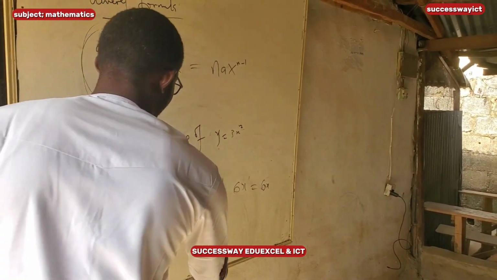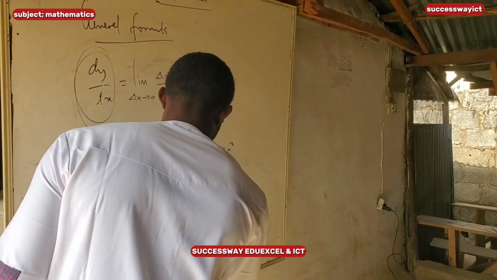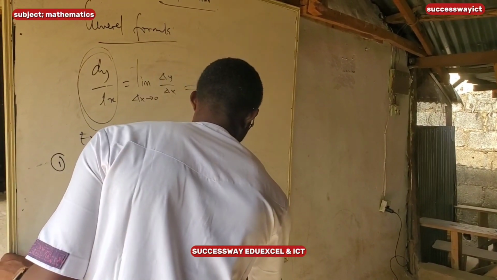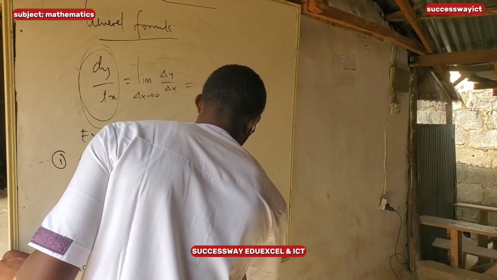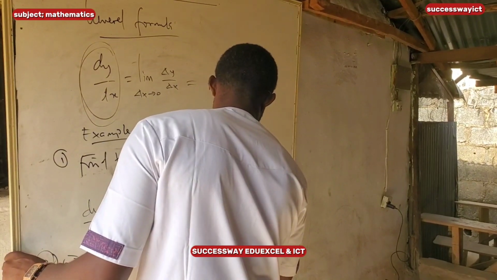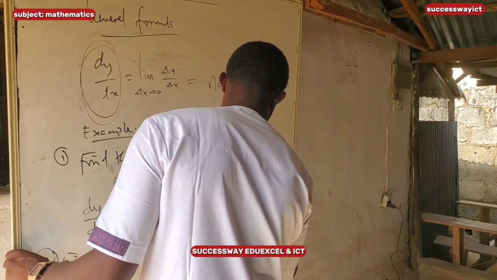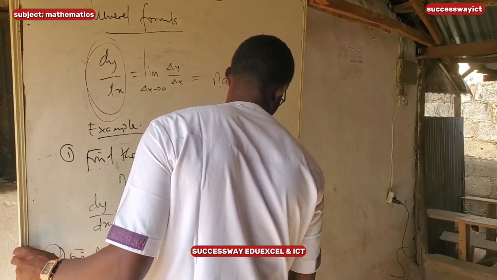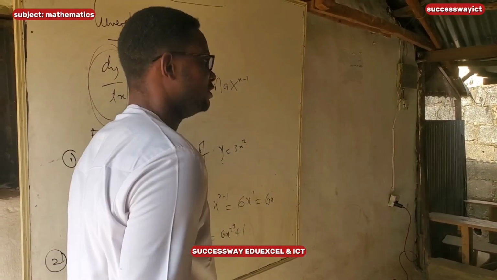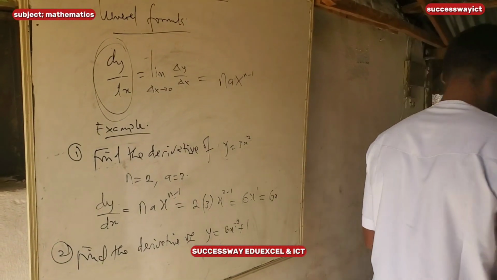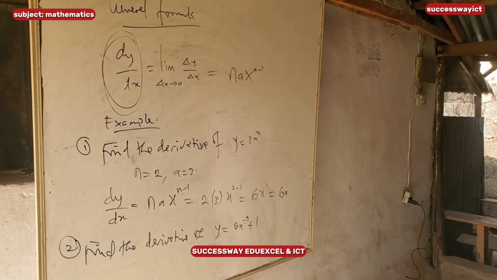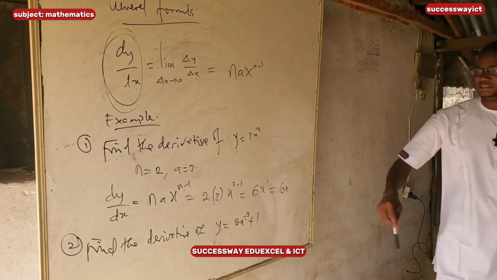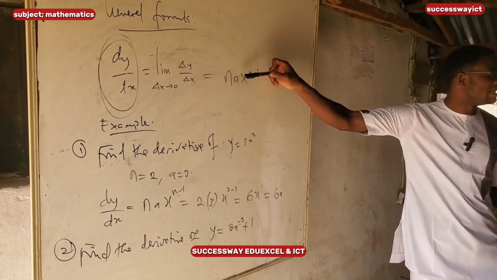Find the derivative of y is equal to 6x to the power minus 3 plus 1. I want you to solve this guy for me, using this guy here.